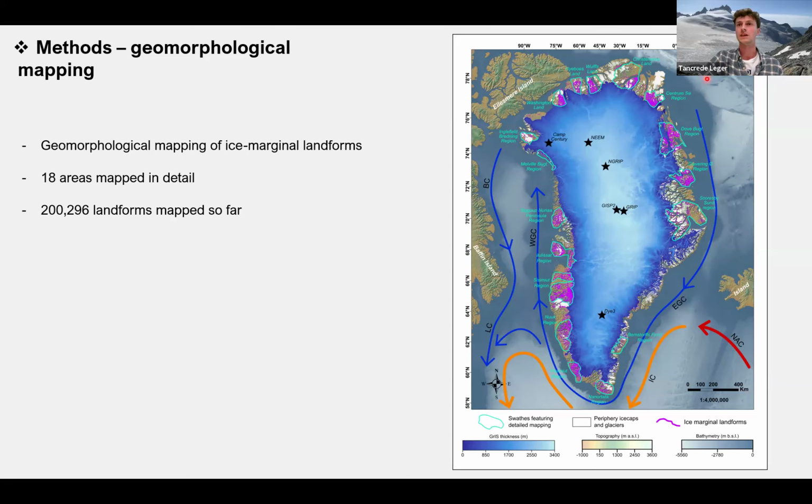So we have these 18 green boxes with a lot of pink ice margins, and these landforms basically gather everything that can represent a former margin of the Greenland ice sheet. So they can be moraines, lateral moraines, lateral meltwater channels, eskers, proglacial fans, things like this. And in total, they mapped over 200,000 landforms around the periphery.